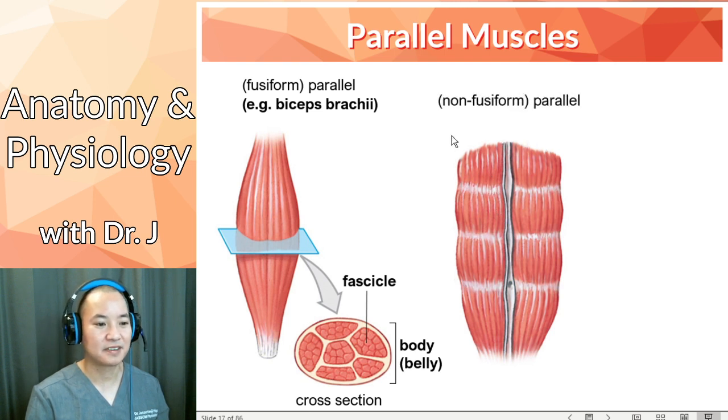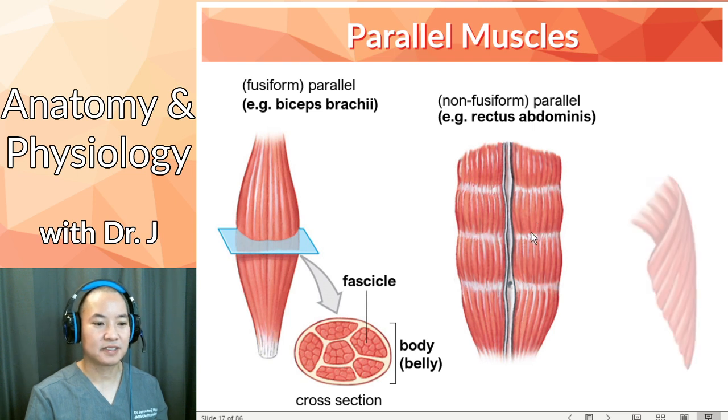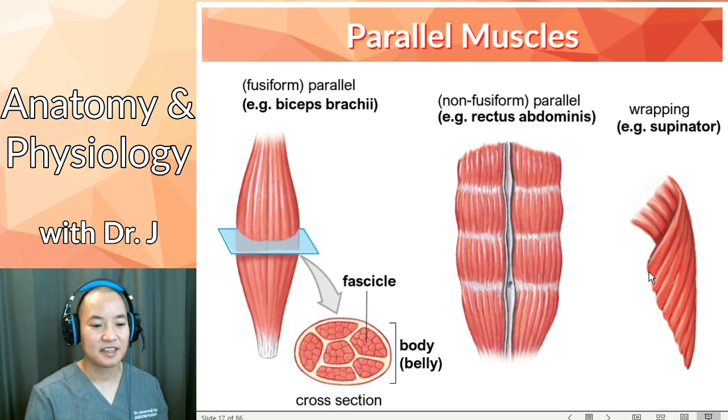And then things like the rectus abdominis, and in this case here we see an 8-pack. So this is a non-fusiform parallel. It's more like a sheet. Instead of having a bulge and tapering off, they run parallel, and it's more like a flat sheet than fusing together and tapering off. So things like the rectus abdominis. And here's another example of a wrapping parallel muscle like the supinator. It doesn't taper off. It stays pretty parallel and doesn't bulge and then taper off at one end. So that's the difference between fusiform and non-fusiform.